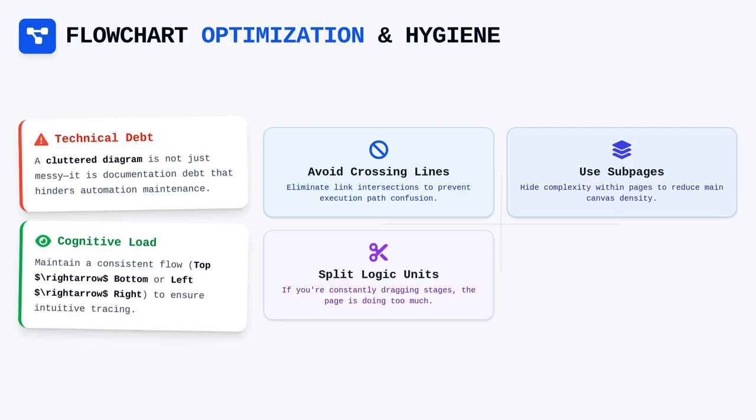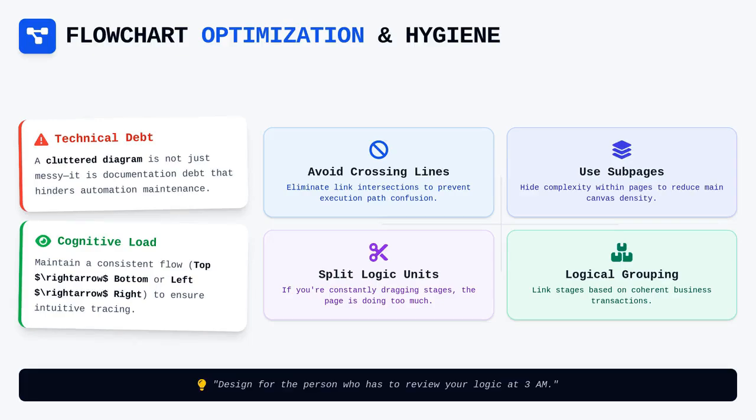If you find yourself constantly dragging stages to create space for new logic, it is usually a sign that the current page is doing too much and should be split into smaller, more manageable units. Always strive for a layout that is logically grouped, where linked stages represent a coherent business transaction rather than arbitrary steps.